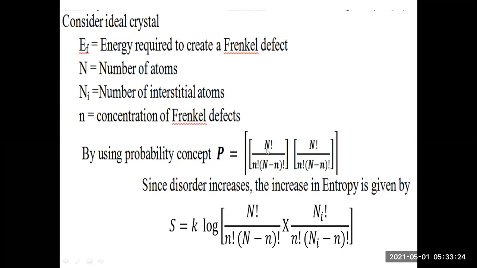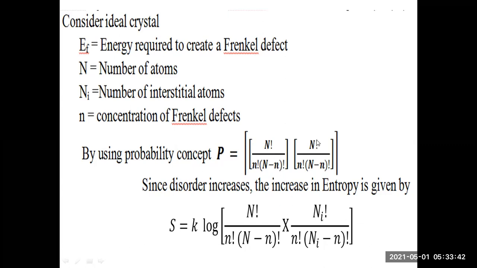So what do we have to write in the numerator? Capital N factorial. So what is remaining? What are we actually calculating? Small n, the concentration of Frenkel defects, which we have written in the n factorial term. So what will definitely remain? Capital N minus small n factorial. So it is clear, everybody.